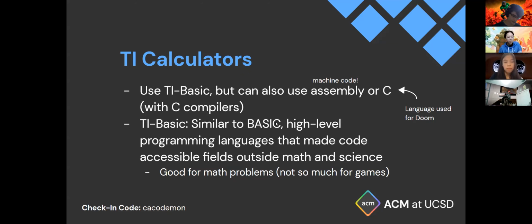And so TI Basic, because it's so high level, is good for math problems, which have a lot of repetitive tasks, but it's not so good for games. Luckily, TI calculators can also use assembly, machine code, or C, which is the language used for Doom, with the help of C compilers.